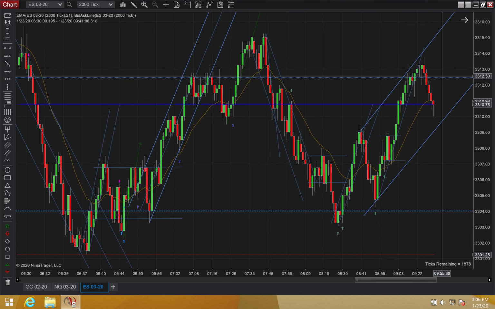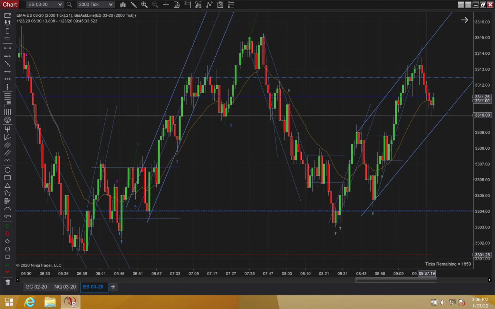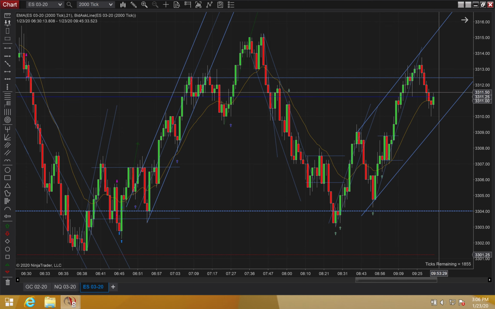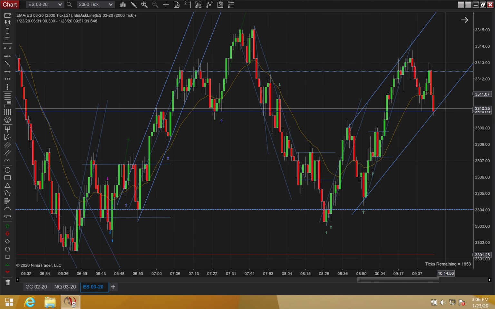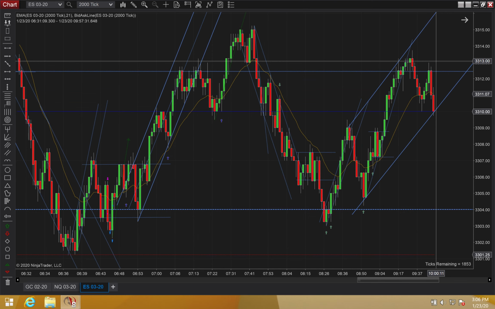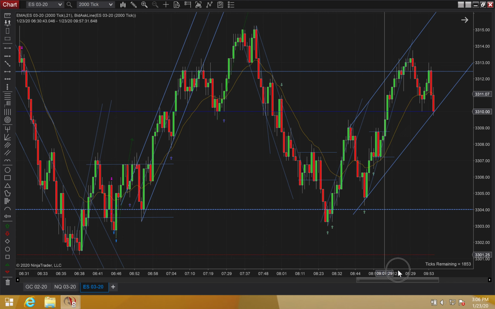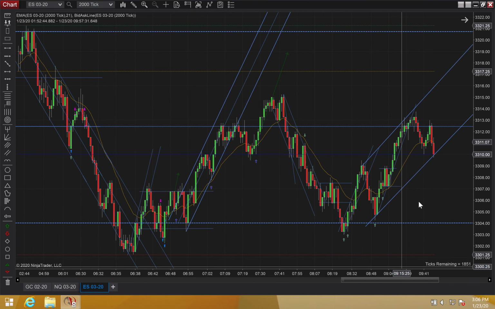Of course, it fails. No big surprise there. This is a first entry, so we gotta wait, see what happens. Pullback. So now we get that two-legged pullback. There's no reversal pattern. We're above and below the EMA, and we move past the previous swing.